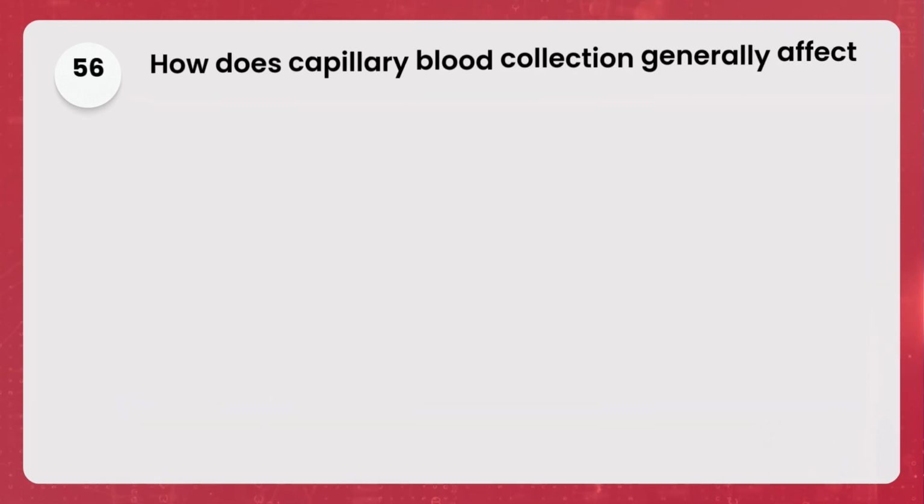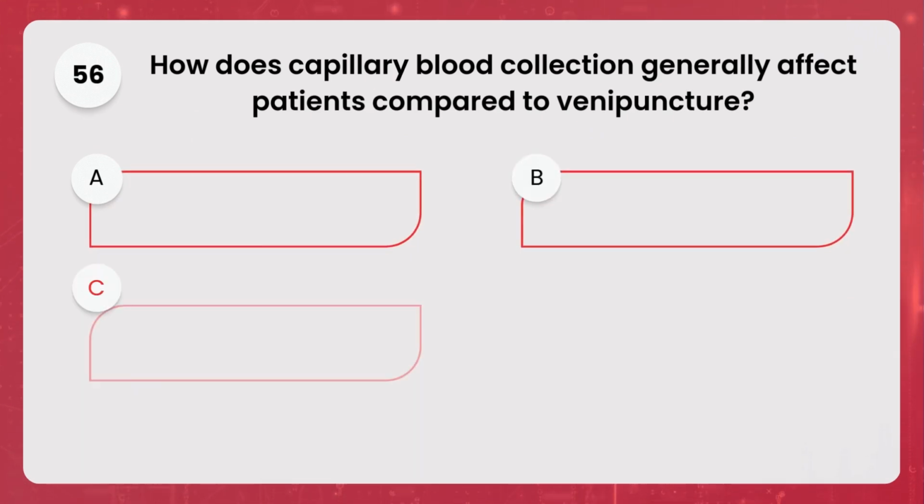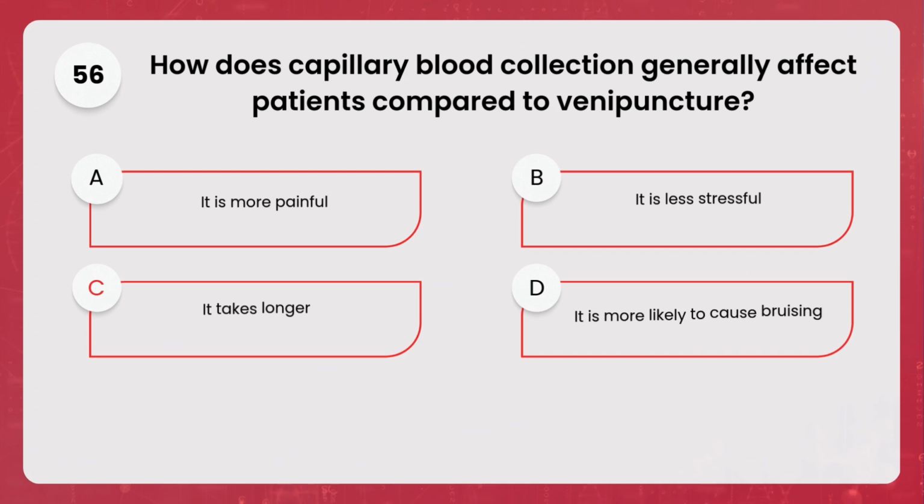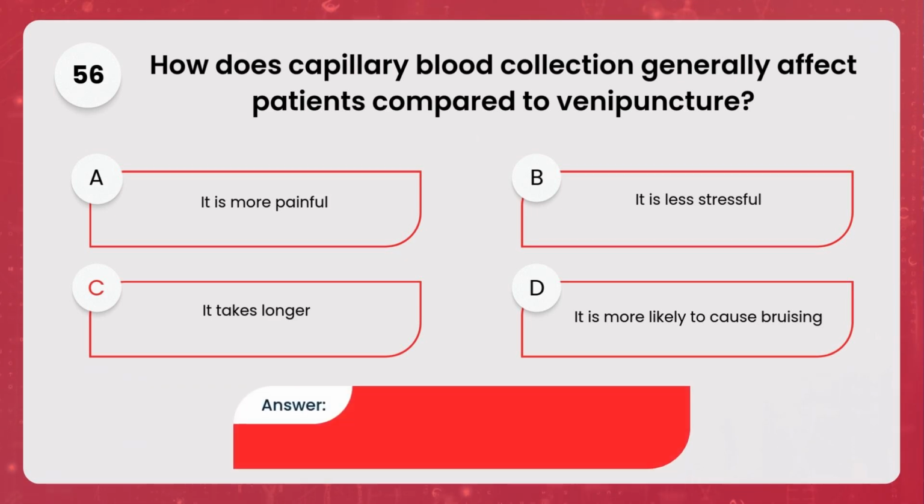Number 56. How does capillary blood collection generally affect patients compared to venipuncture? A. It is more painful. B. It is less stressful. C. It takes longer. Or D. It is more likely to cause bruising. The answer is B. It is less stressful.